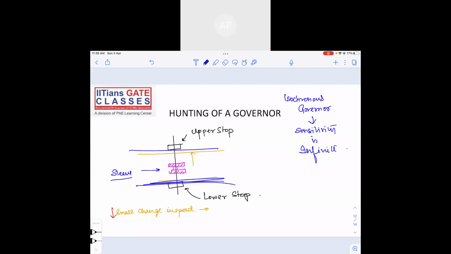So hunting is possible in which type of governor? In an isochronous governor. In which kind of governor is hunting possible? In an isochronous governor. Why? Because the sensitivity is very, very high. So hunting is possible in governors where the sensitivity is very, very high.